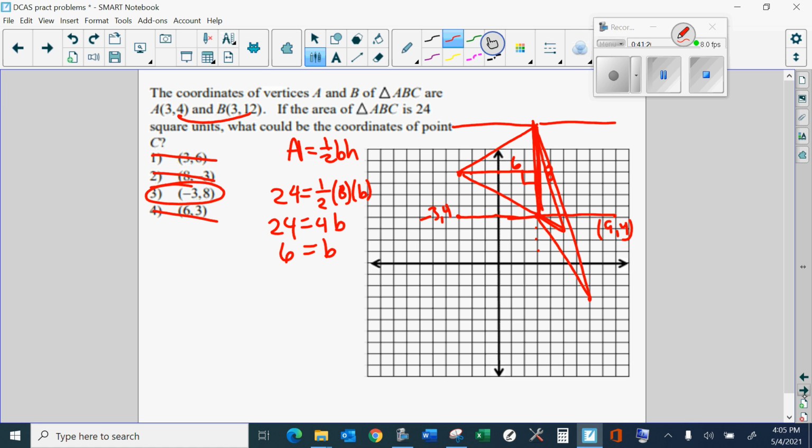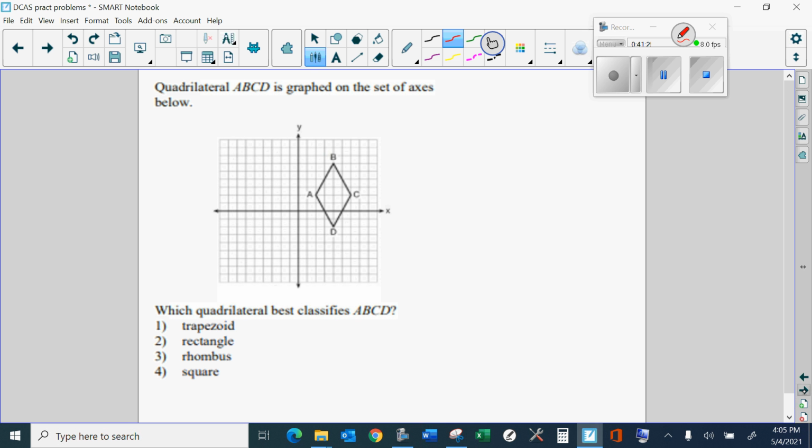So this one you'd want to use the graph to figure it out. Plot them. Quadrilateral ABCD is graphed on a set of axes below. Which quadrilateral best classifies ABCD? Well, let's see. That looks like a rhombus. Okay, obviously it's not a square, those aren't right angles. We have to check these lengths here. 1, 2, 1, 2, 3, 4. 1, 2, 3, 4, 1, 2. Yep. All congruent. So therefore it's a rhombus.